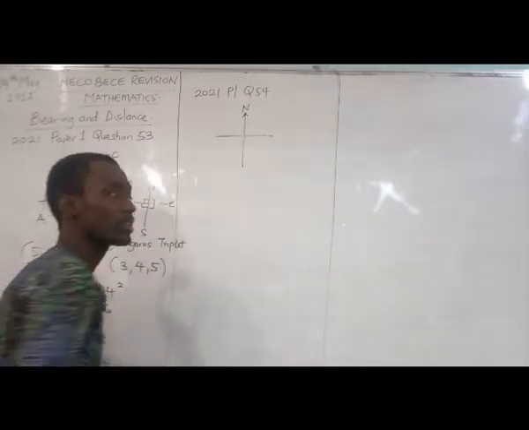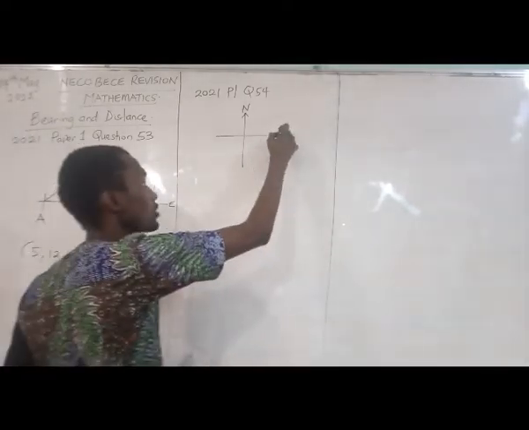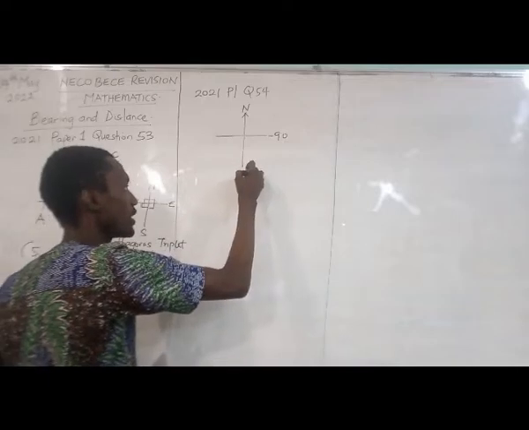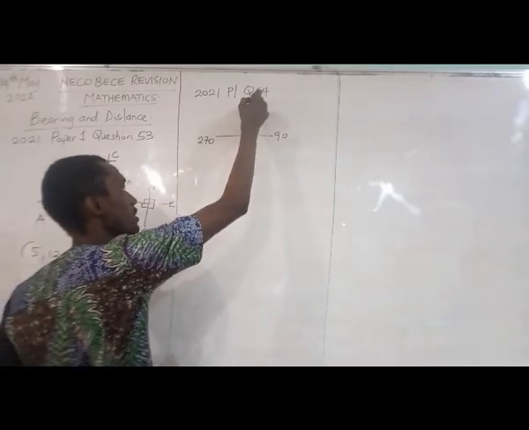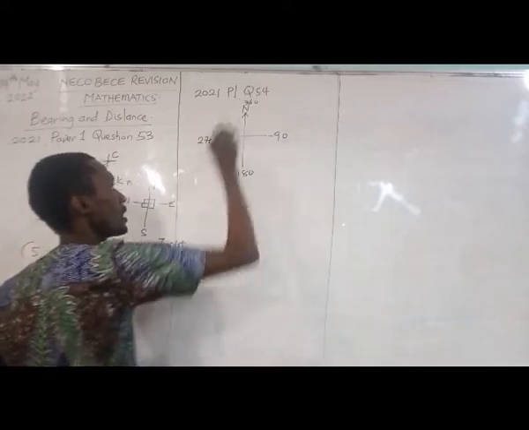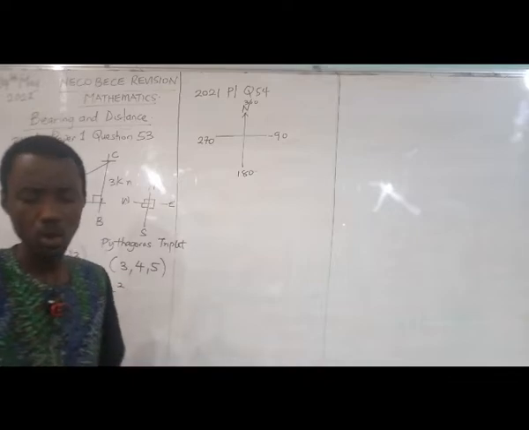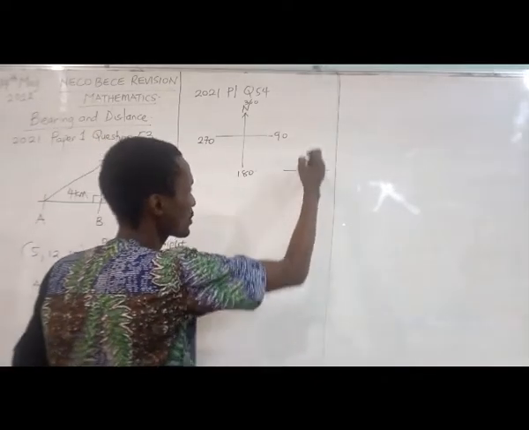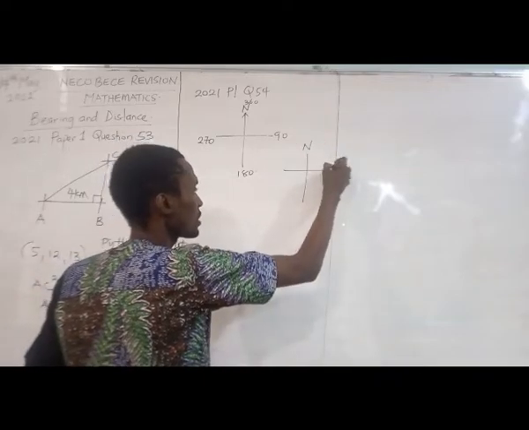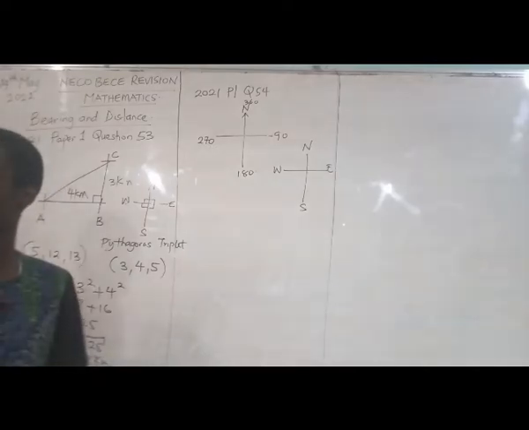All of them are measured with respect to a due north position. This will be 90, this will be 180, this will be what? 270. Back to what? 360. Now, they said you should find the compass bearing. What is compass bearing? Compass bearing takes into consideration north, east, west, and what? South. This is what the compass bearing is talking about.